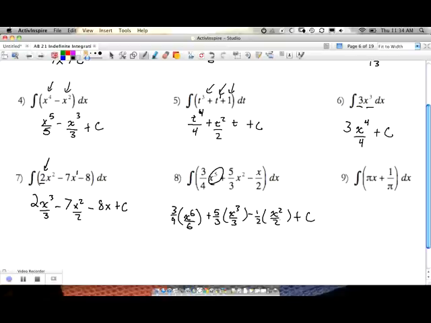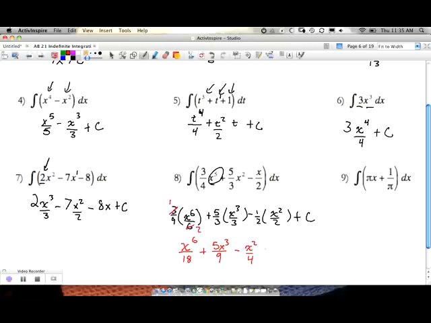This one we could if we wanted, and you would need to for a multiple choice type question. 3 and 6 would simplify to 1/2. And then we can start combining the products in the denominators. So we would have x to the 6th over 18 plus 5x cubed over 9 minus x squared over 4 plus c.